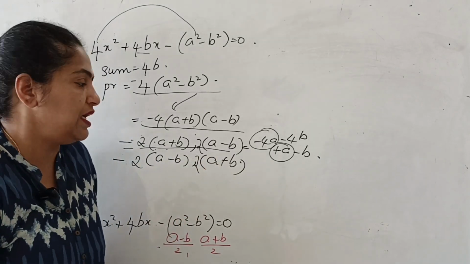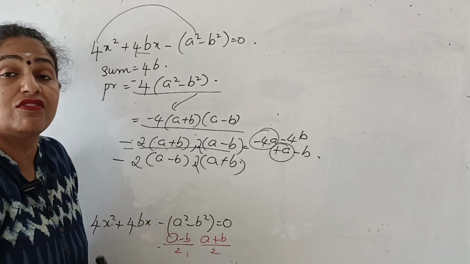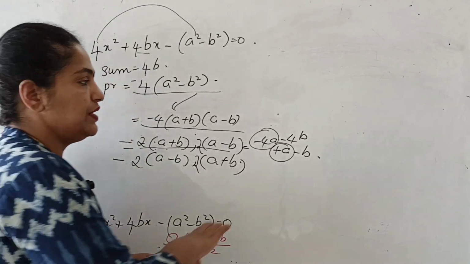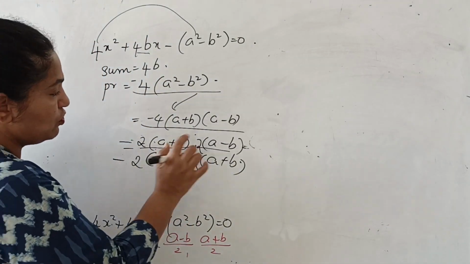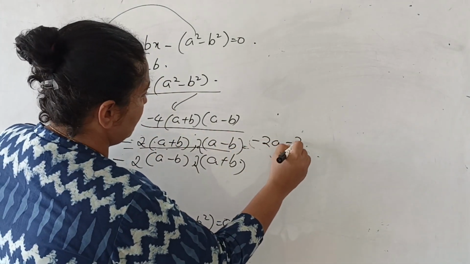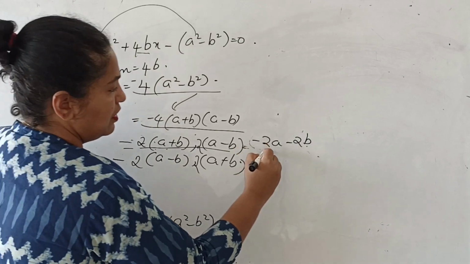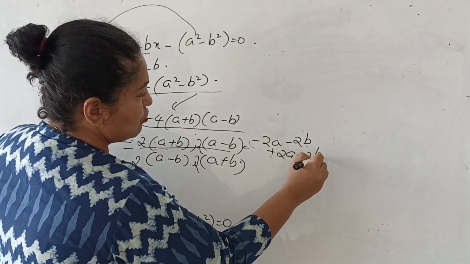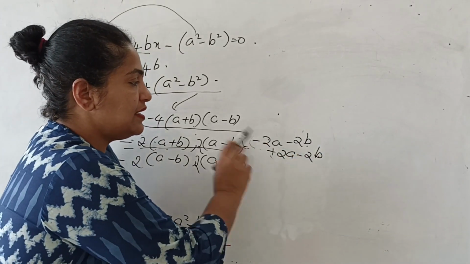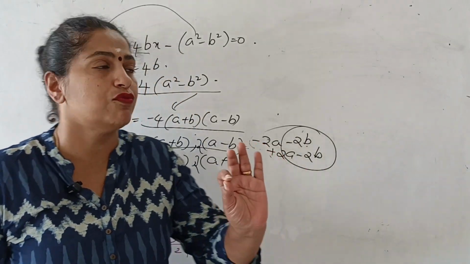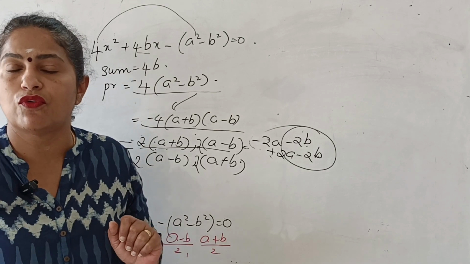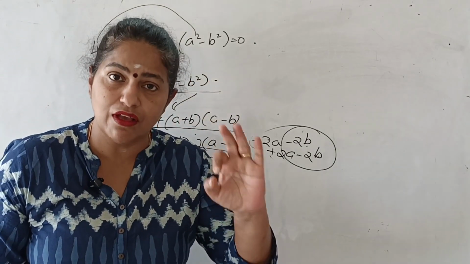Now my task is to find whether this combination is correct or this combination is correct. How do I do it? I will open the bracket, I will add and I will see which is correct. Minus 2 into a plus b is minus 2a minus 2b. This is plus 2a minus 2b. Now you can see that the a terms are getting cancelled, but when I am adding the b terms, I am getting a minus 4b. I don't need a minus 4b, I need only a plus 4b.